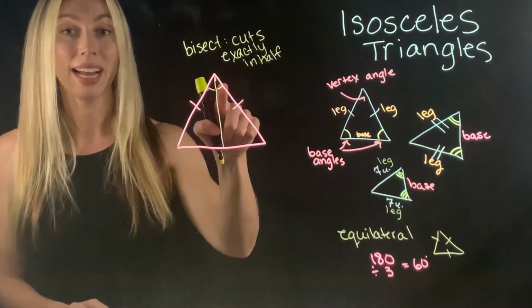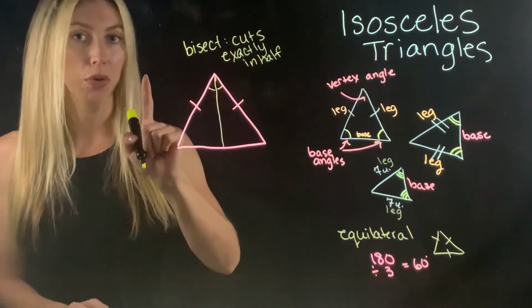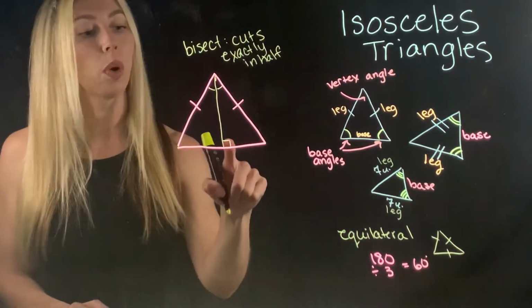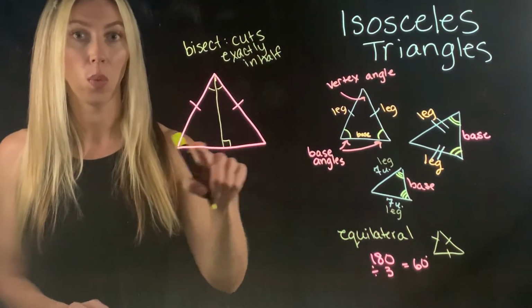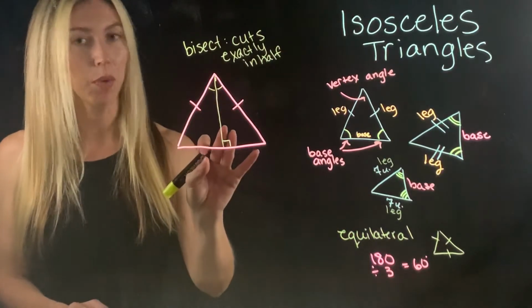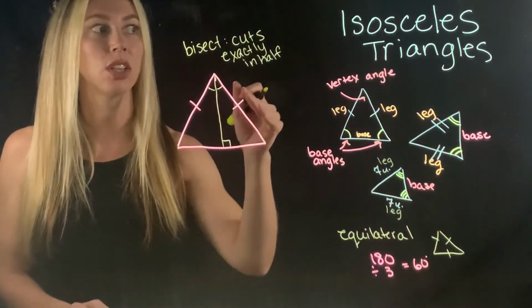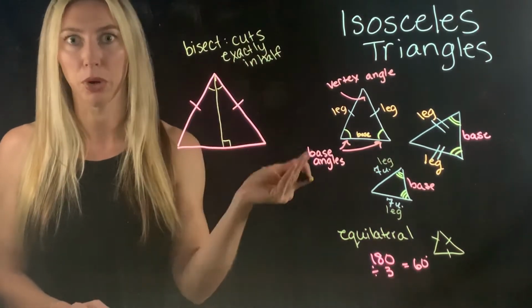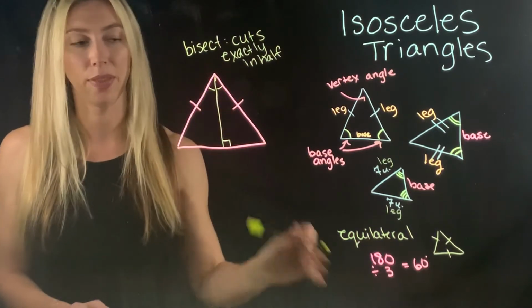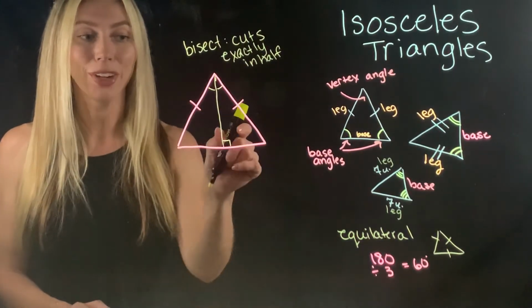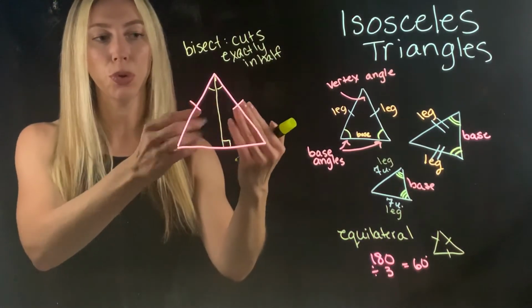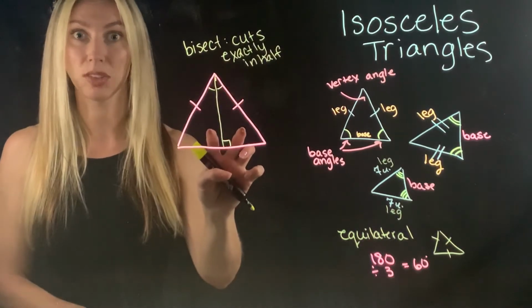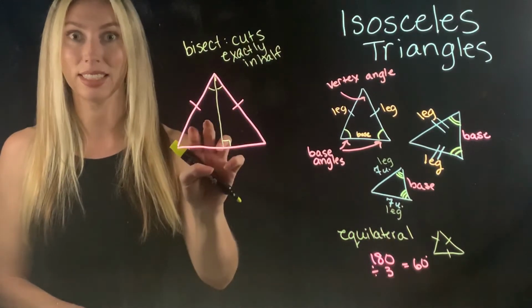Well, if it bisects that vertex angle, we know for a fact it will intersect the base perpendicularly. So it will form a 90-degree angle with the base. If you want to know why all that works, you can look up Isosceles triangle theorem proof, and you can watch a video somewhere else on YouTube of someone explaining how that proof works. But what happens is your isosceles triangle is really just two right triangles that are joined together, and they're the same exact right triangle. So this right triangle is the exact same size as this one.